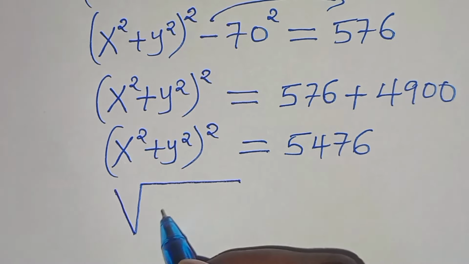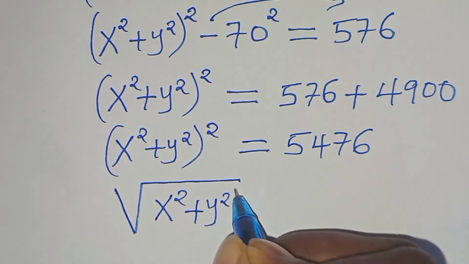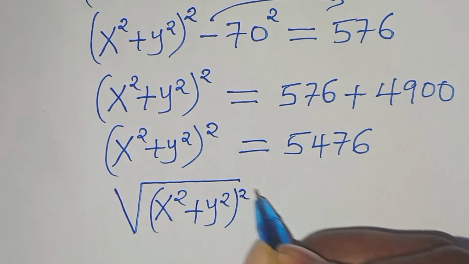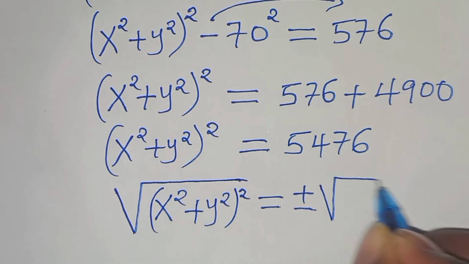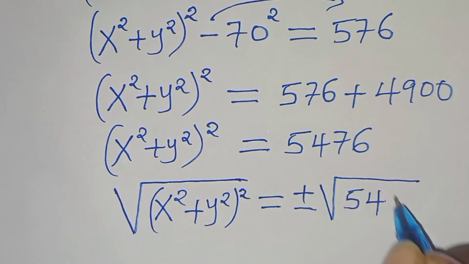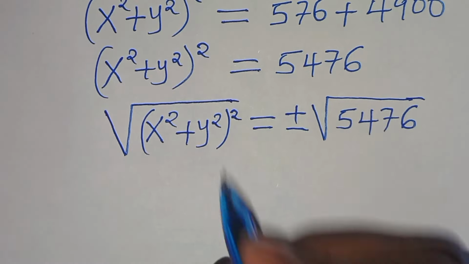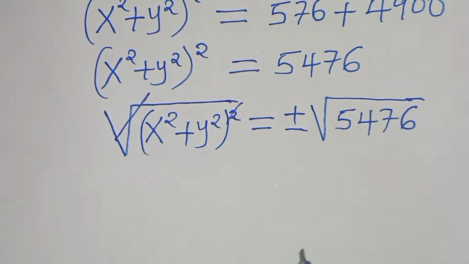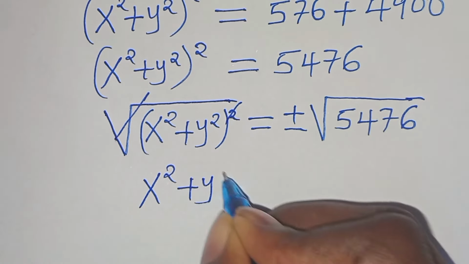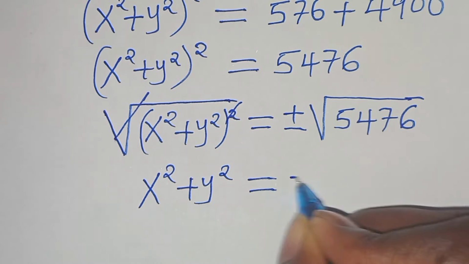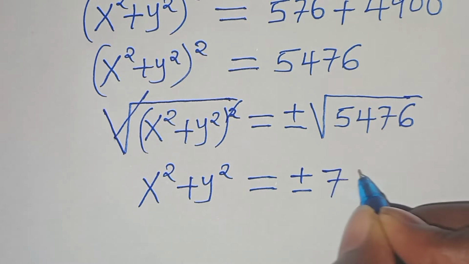The next step from here, to solve for x squared plus y squared, we introduce a square root on both sides so that we have the square root of x squared plus y squared raised to the power of 2. This is equal to plus or minus the square root of 5476. So the next step is to eliminate the square root sign here so that we have x squared plus y squared. This is equal to plus or minus the square root of 5476, which is 74.